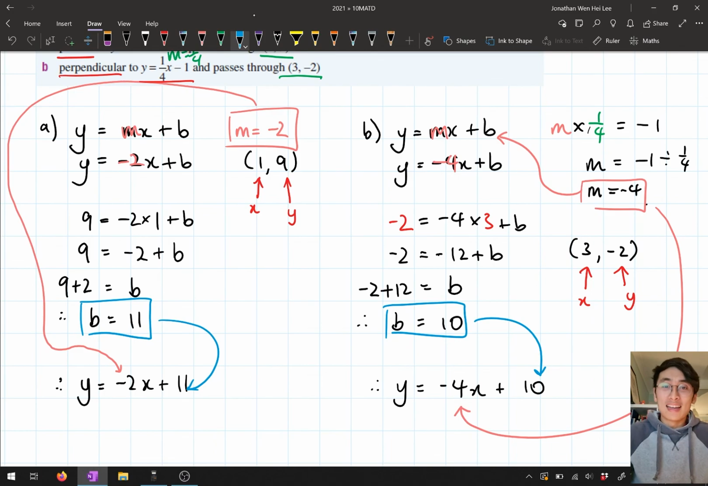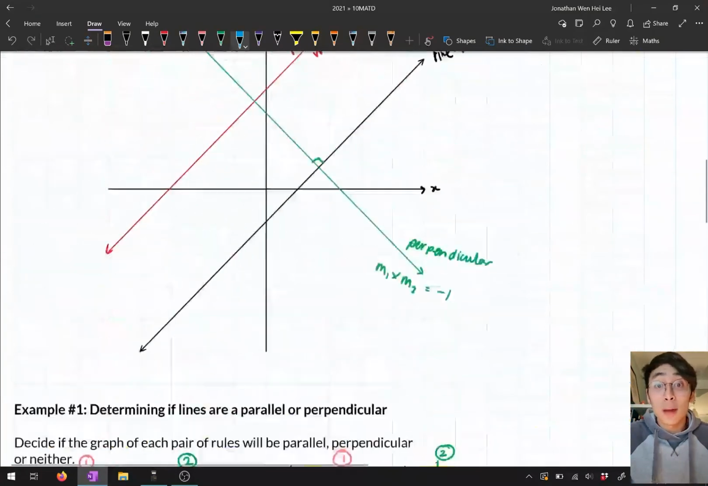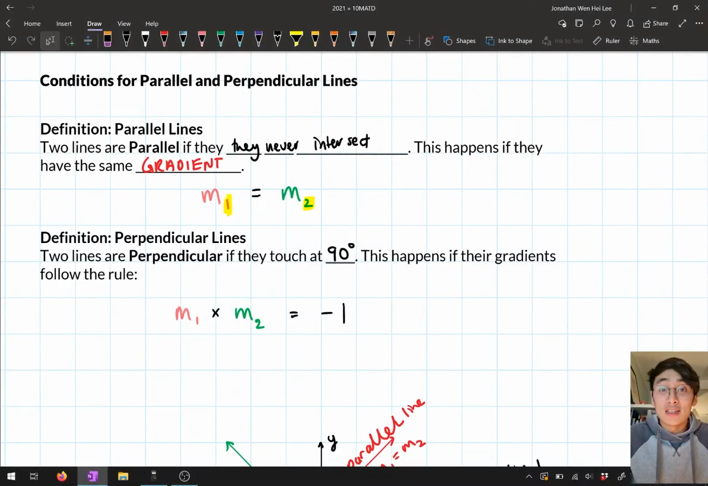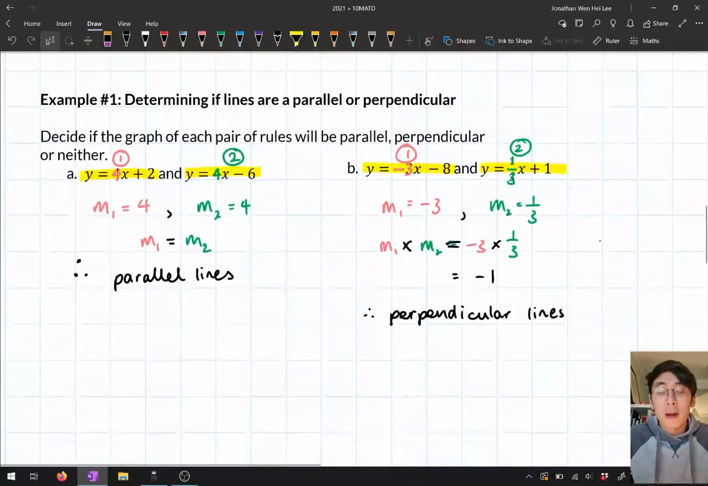So let's just sum up what we looked at in this lesson. In this lesson, we talked about what parallel and perpendicular lines are. Parallel lines are lines that never intersect, and for two lines to be parallel, we need to have their gradients being equal. Perpendicular lines are lines that intersect at 90 degrees, and in order for us to have this, we need to have the two gradients multiplying together to give me negative 1. From here, we were able to identify whether or not two lines were parallel or perpendicular by identifying their gradients and then seeing which of those rules it matched up with.